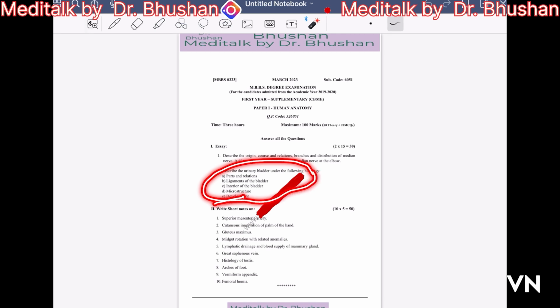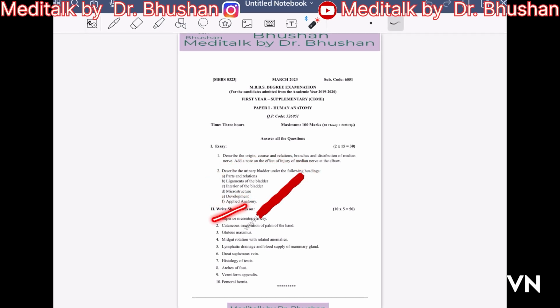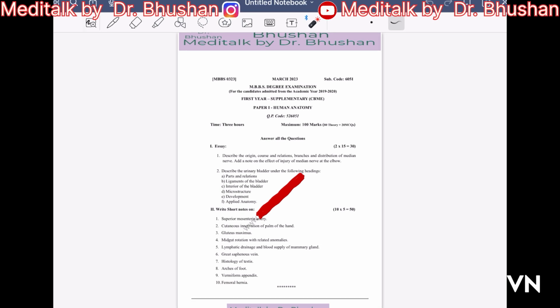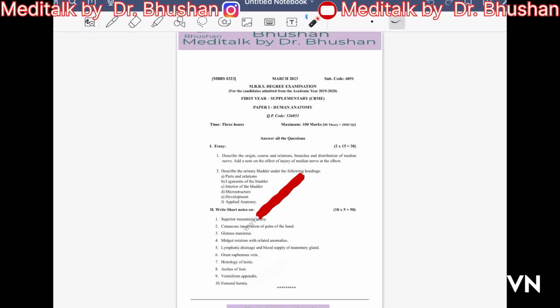All about the urinary bladder. Part 2: superior mesenteric artery, cutaneous innervation of palm of the hand, gluteus maximus, midgut rotation with related anomalies, lymphatic drainage and blood supply of mammary gland, great saphenous vein, histology of testes, arches of foot, vermiform appendix and femoral hernia.